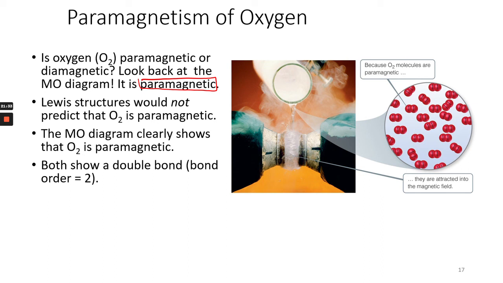It's kind of neat if you think about it. Here you're pouring a liquid, and it just stops. It doesn't flow through because they are attracted to the magnetic field. All right, this would not have been predicted by just drawing the Lewis structure. You would have no idea of being able to tell if it was paramagnetic or not. So your molecular orbital diagrams are important in that they predict magnetic properties. Okay.